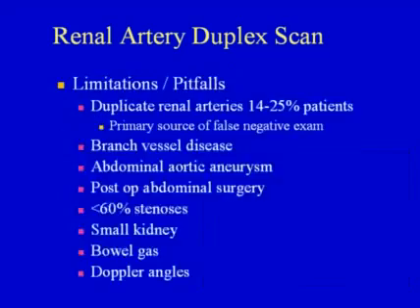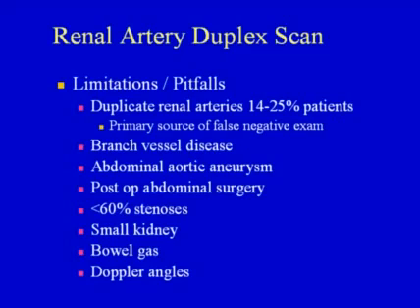However, if the waveform is normal, it really does not imply whether the vessel is patent or stenosed. The limitations of renal artery duplex include duplicate renal arteries. 14 to 25% of patients are reported to have multiple renal arteries, and this is generally the primary source of a false negative exam. Renal artery duplex is not helpful to identify branch vessel disease. In the presence of a large abdominal aortic aneurysm, the renal arteries are generally splayed out around the aneurysm, and it makes it difficult to see the origins and proximal segments of the renal arteries.